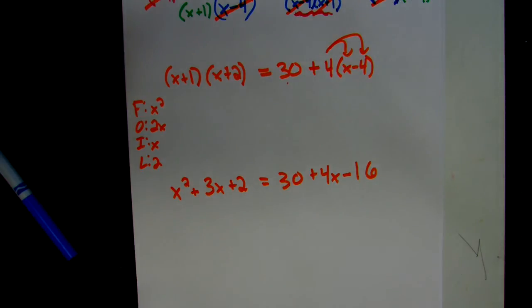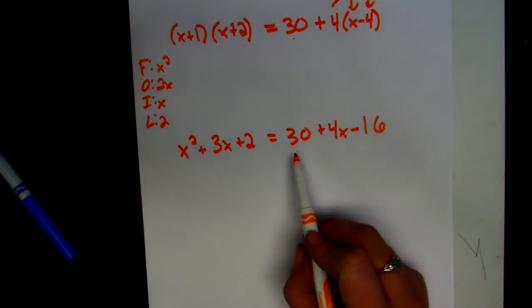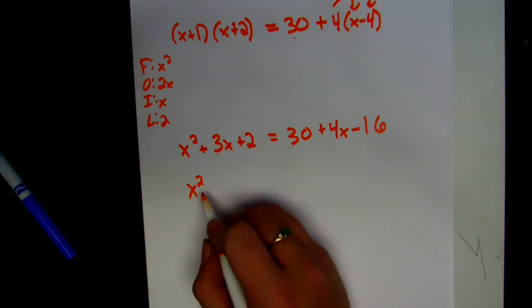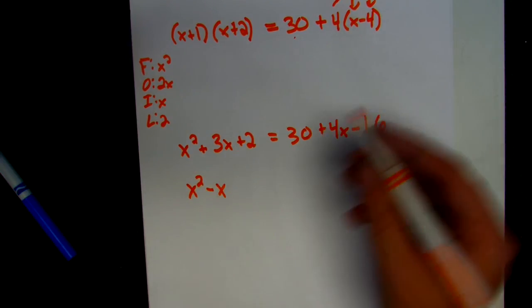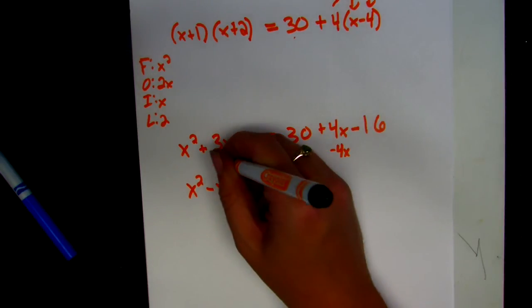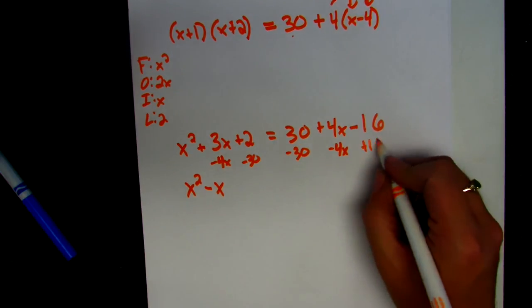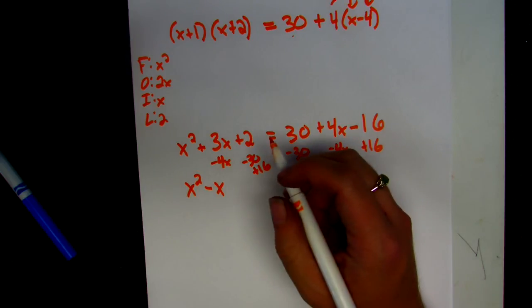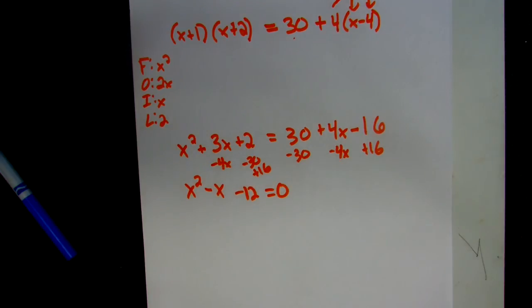So now we move everything over to one side because it's a quadratic. We want to set it equal to 0. So we're going to subtract 30 and then add 16. And then we're also subtracting 4x. So 3x minus 4x becomes negative x. And then we subtract 30, add 16. So 2 minus 30 plus 16, we end up with negative 12. So we have x squared minus x minus 12 equals 0.